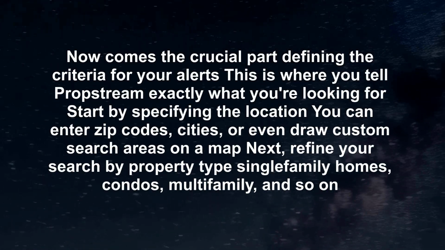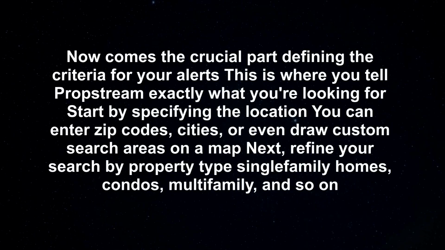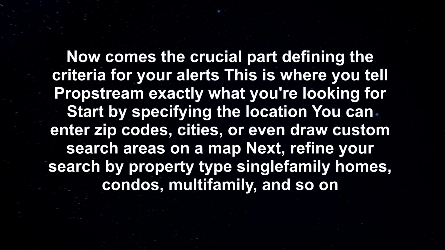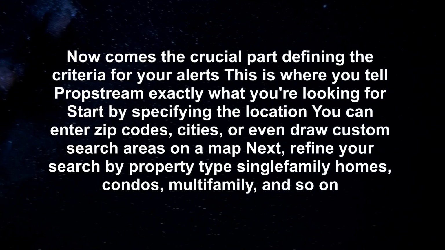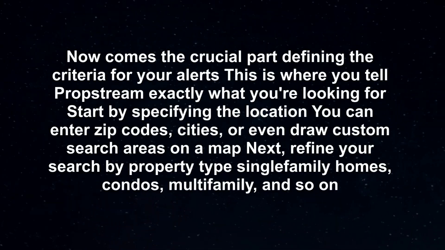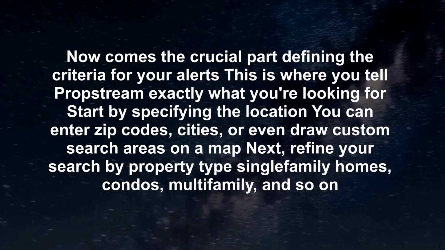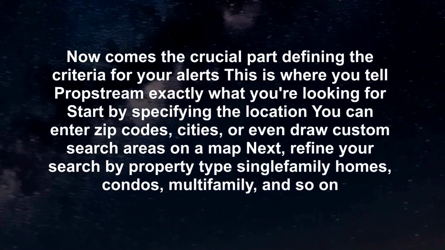Now comes the crucial part, defining the criteria for your alerts. This is where you tell Propstream exactly what you're looking for. Start by specifying the location. You can enter zip codes, cities, or even draw custom search areas on a map. Next, refine your search by property type: single-family homes, condos, multifamily, and so on.